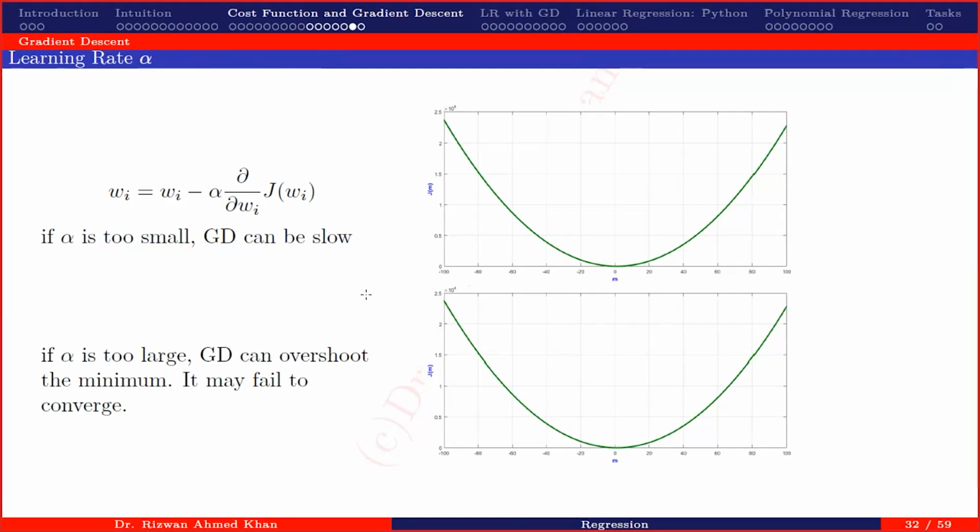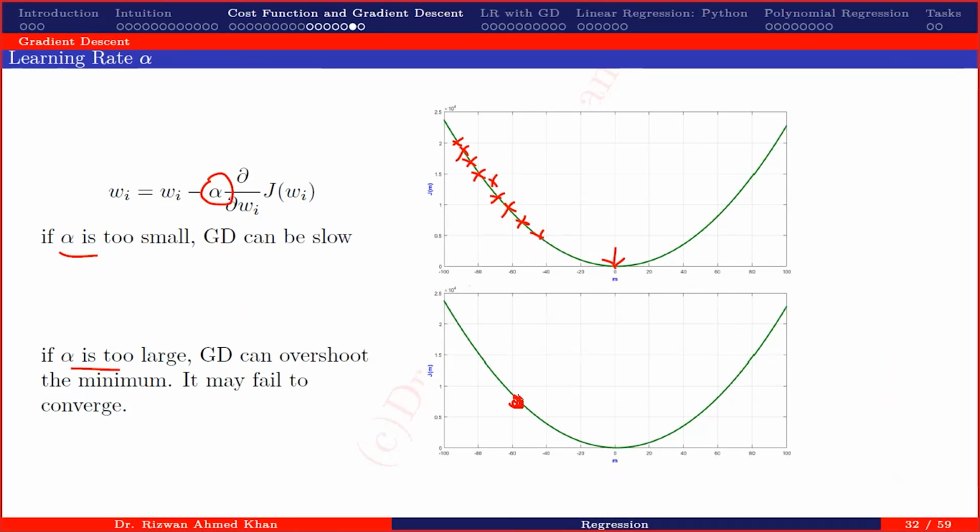Now this is the effect of alpha, as I have shown you before. If alpha is very small, we probably have to iterate over 1,000 times or 2,000 times or even more to reach the minimum, because alpha is very small. So this is how gradient descent will converge to reach over here. You can see. But if alpha is too large, what could happen?